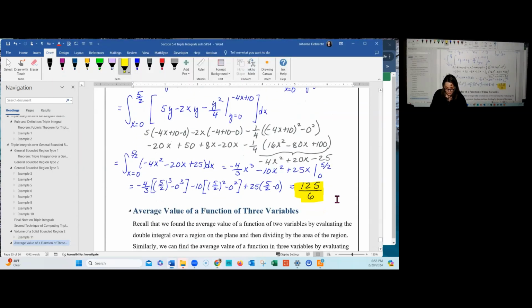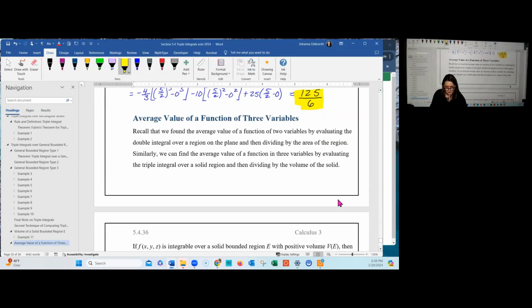Now let's take a look at finding the average value of a function of 3 variables. Now recall that we did this for a function of 2 variables by evaluating the double integral over a region on the plane and then dividing by the area of the region. Similarly, we can find the average value of a function of 3 variables by evaluating the triple integral over a solid region and then dividing by the volume of the solid.